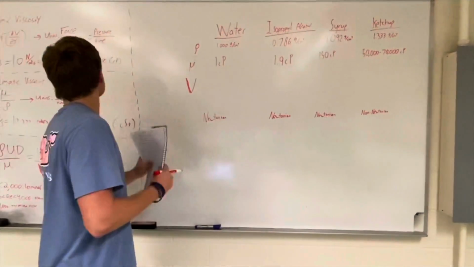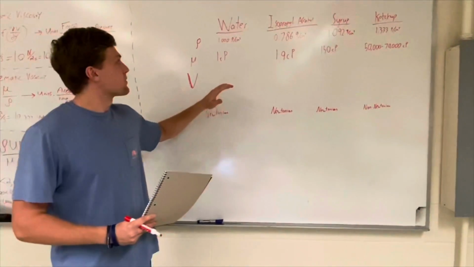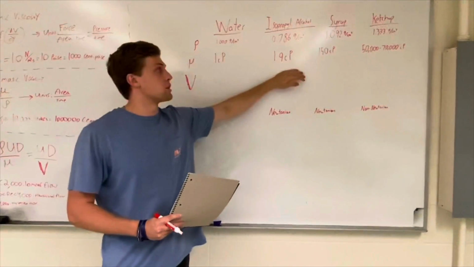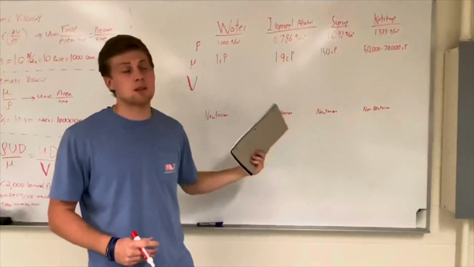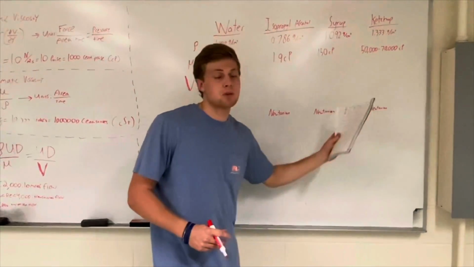Now, each one's dynamic viscosities are measured in centipoise. For water, it's 1 centipoise. For isopropyl alcohol, it's 1.9 centipoise. For syrup, it's 150 centipoise. For ketchup, it has a range of 50,000 to 70,000 centipoise.